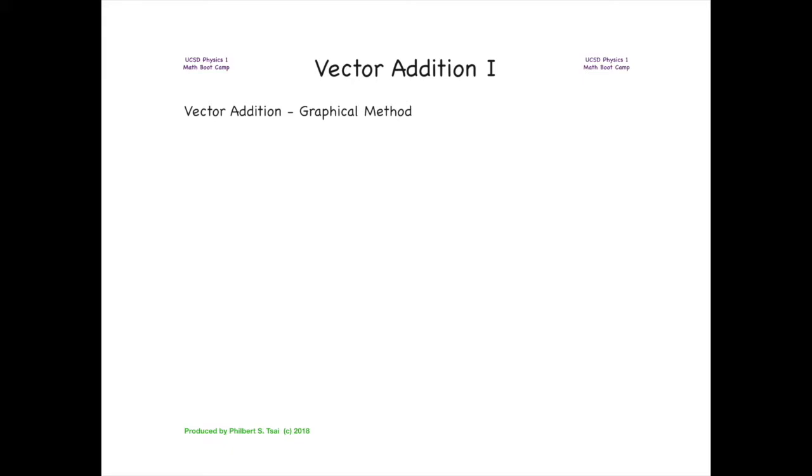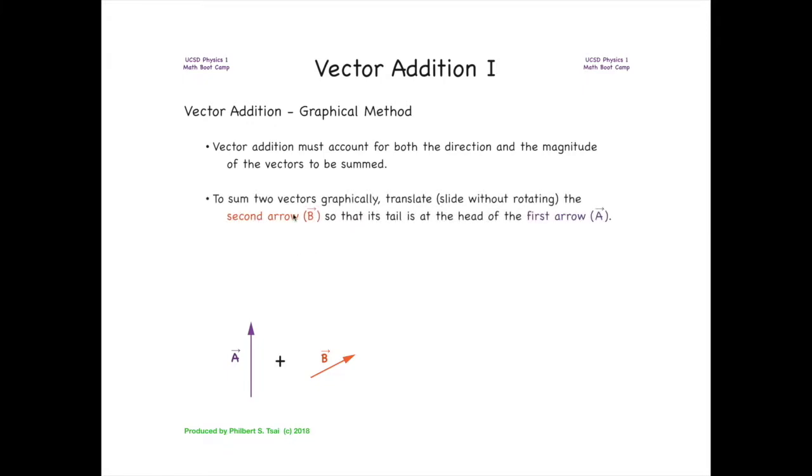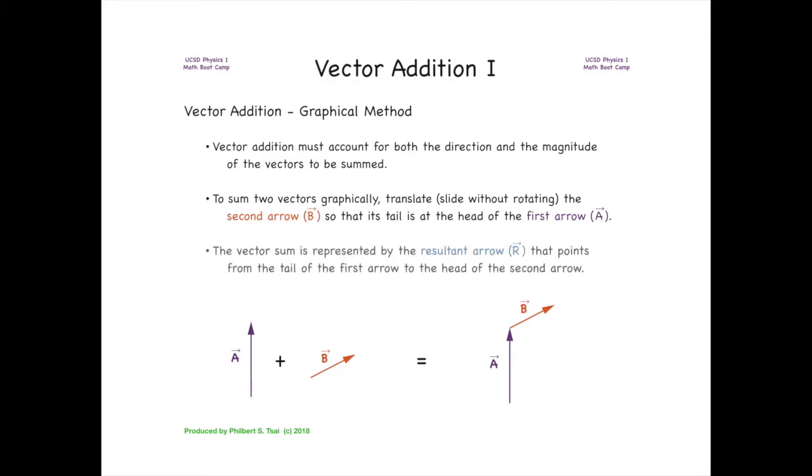Next, let's consider how we can add two vectors together using a graphical method. Vector addition must account for both the direction and the magnitude of the vectors to be summed. So if we have two vectors that we wish to add together, we would sum these two vectors graphically by translating the second arrow so that its tail sits at the head of the first arrow. By translate, we mean to slide it without rotating it. If we do this, then the vector sum is represented by the resultant arrow, R, which points from the tail of the first arrow to the head of the second arrow.